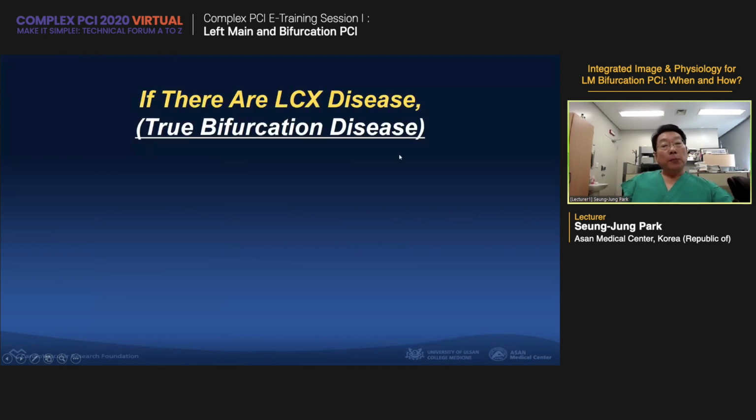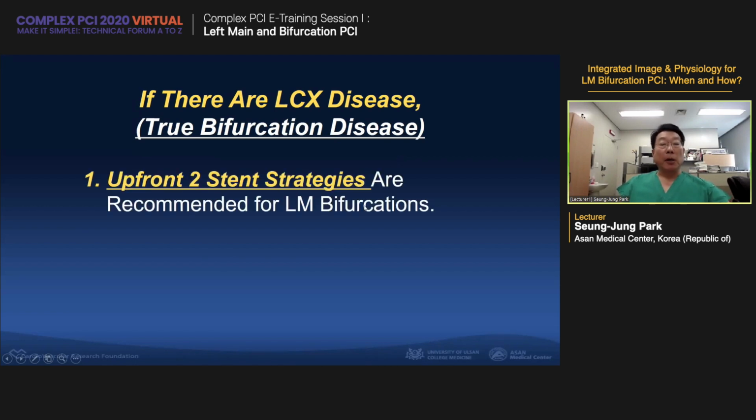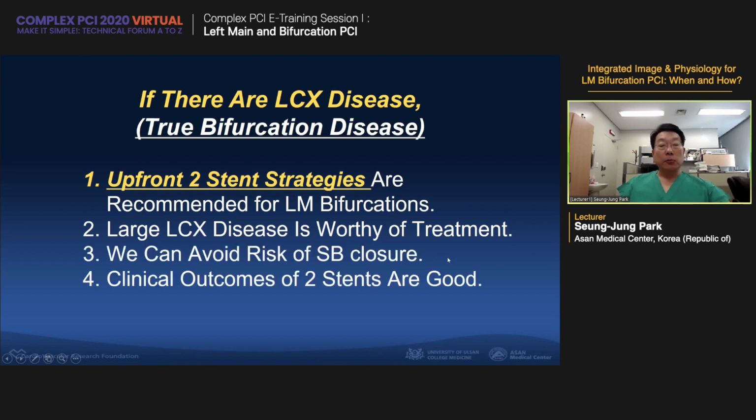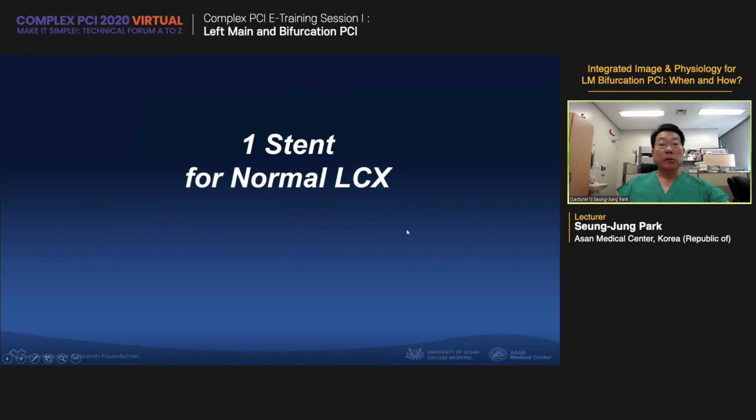Right, so if there is circumflex disease, meaning true bifurcation and main disease, upfront 2 stent strategies are recommended for main bifurcation. Large circumflex disease is worse to treat. We can avoid the risk of side branch closure. Clinical outcomes of the 2 stent are actually very equivalent, very good compared to the single stent crossover.